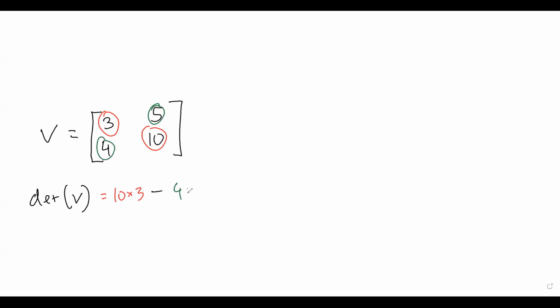So we got 4 times 5. All right, here we go. Now let's plug in the numbers. 10 times 3 is going to be 30. 4 times 5 is going to be 20. 30 take away 20 is going to be 10. Beautiful. Now, to find the inverse of V, we need to have 1 over the determinant of V.